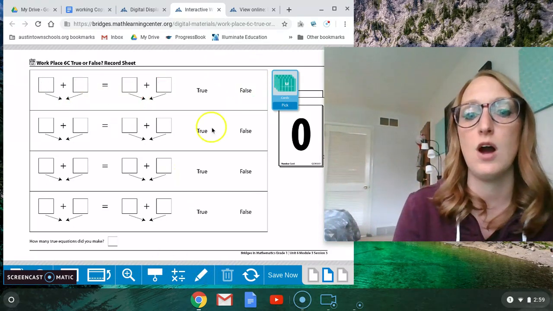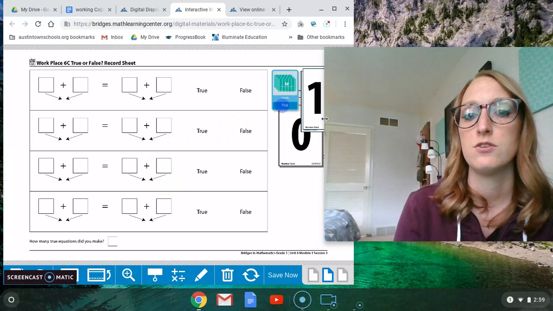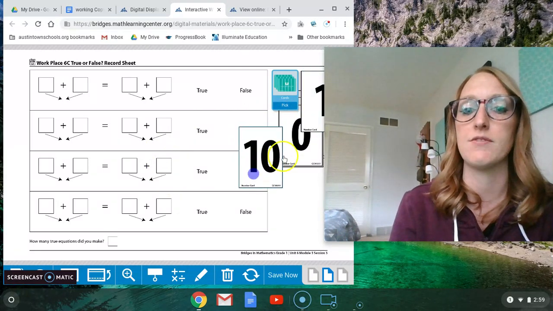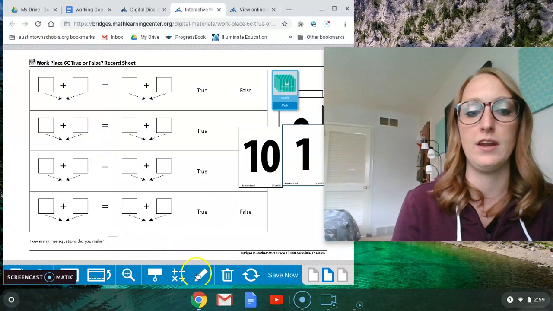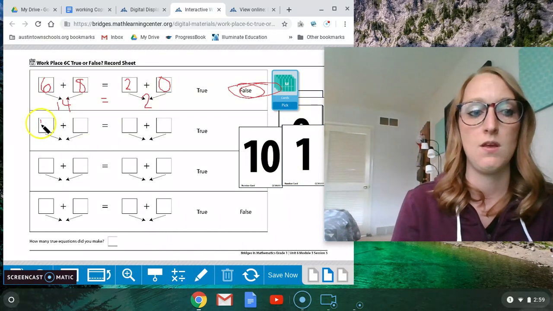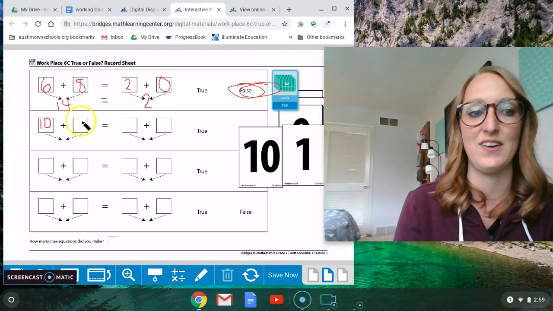Okay? So I'm going to pick 2 cards for the one side. I've got a 10 and a 1. So I will fill in the numbers 10 and 1. And then for the other side, let me write these in. It's not the easiest thing to do to write in these boxes.